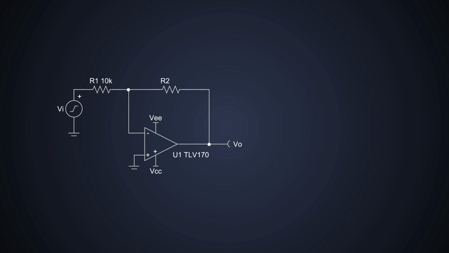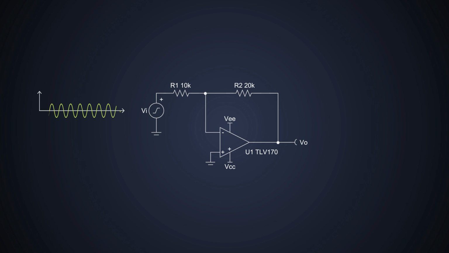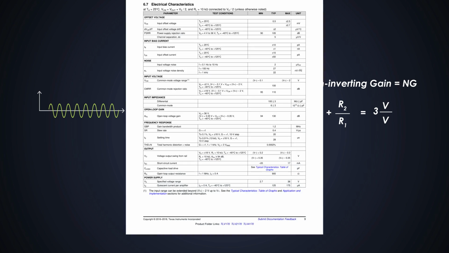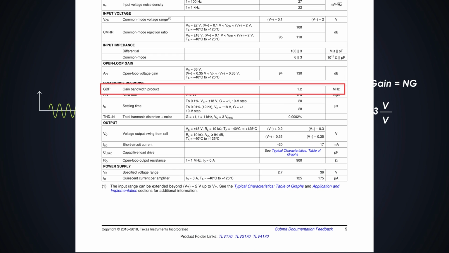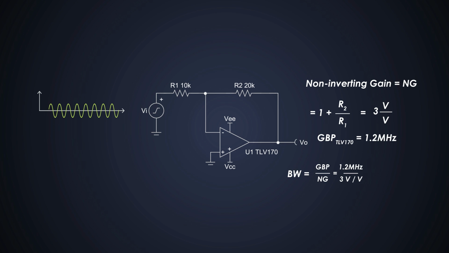Next up, we calculate the value of the R2 using this formula. In our case, it turns out to be 20 kilo ohms. Now let's find out if our amplifier can handle 3 kHz signal or not. Let's consider the non-inverting gain and gain bandwidth product, which is mentioned in the OpAmp datasheet. From these parameters, we can calculate the bandwidth of this OpAmp for this application, which is 400 kHz.